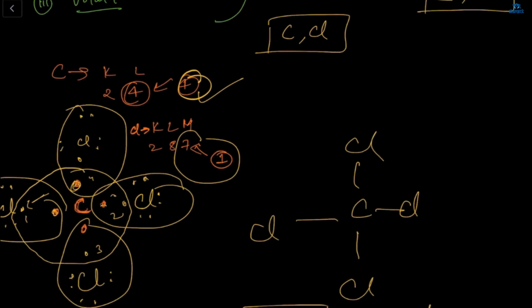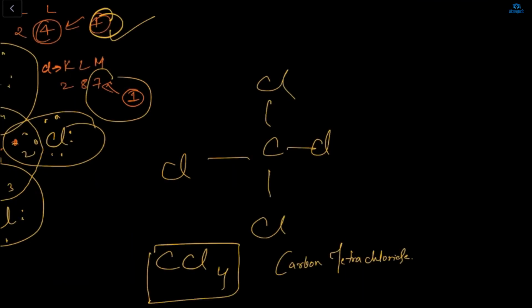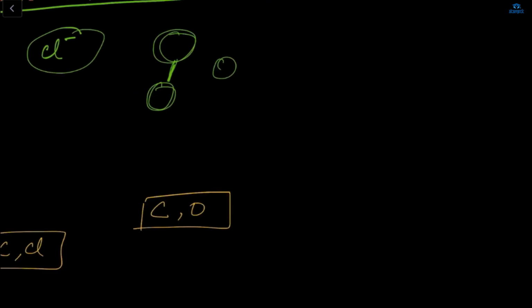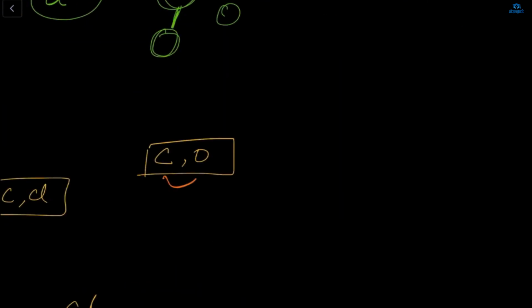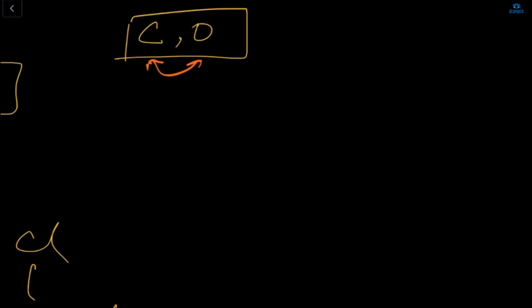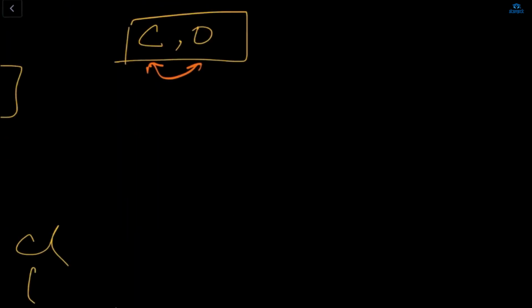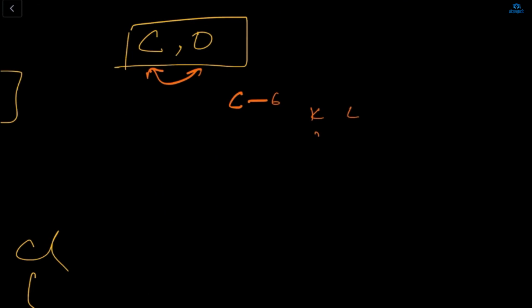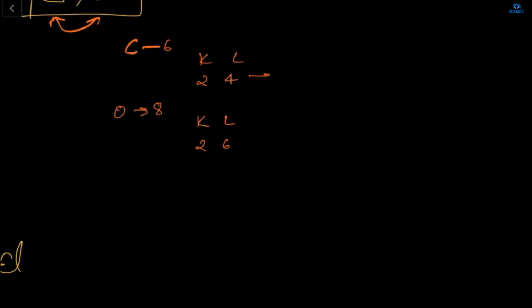Come on. Done? Rudra, do you know how to make this? Can you please tell me the atomic number of carbon and oxygen? Okay, so let me make it. Carbon is having 6, so it will be K 2 and L 4. Oxygen atomic number is 8, so K 2 and L 6. So now carbon needs 4 more, and oxygen needs 2 more. Now we will see the covalent compound.